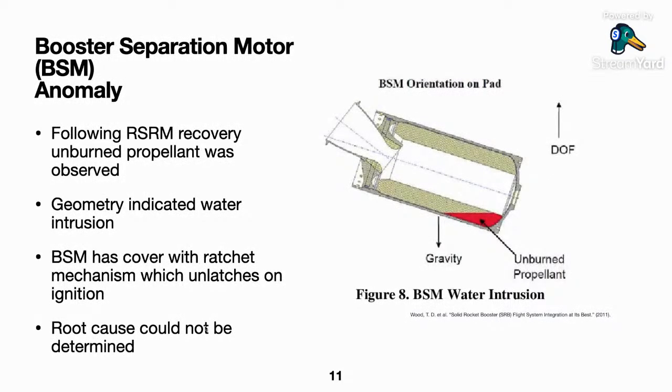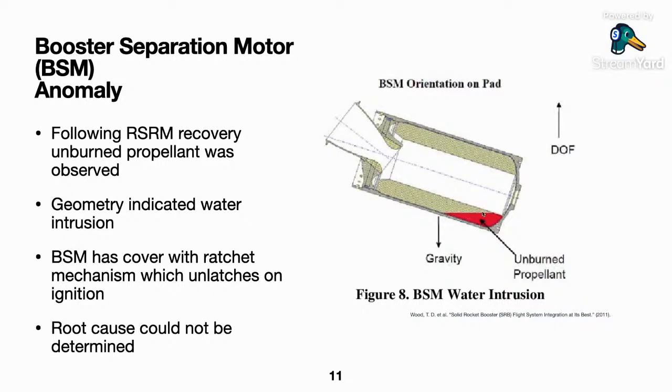Now, I want to talk about the booster separation motor anomaly. When I was at Marshall, I was in the materials testing lab, we learned that after a launch, after an RSRM had been recovered from the ocean, some of the propellant had not burned. And this is a depiction of what was seen. This is the way the booster separation motor is oriented inside of the RSRM. So this is what pushes that booster away from the main tank after they have burnt out. So direction of flight's upward, force gravity is downward.